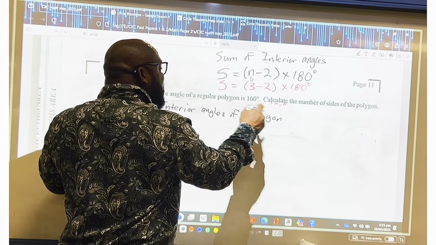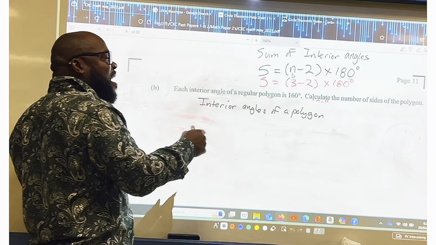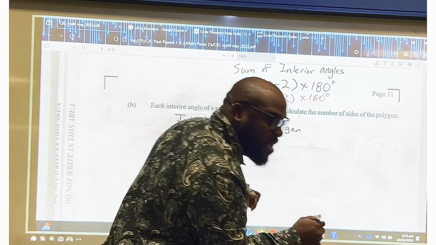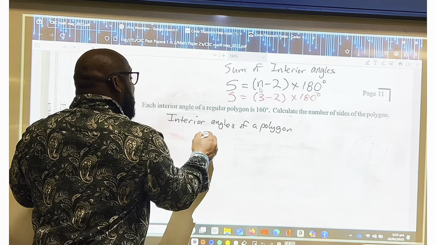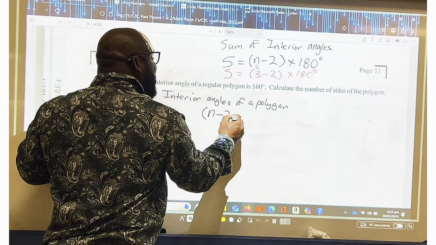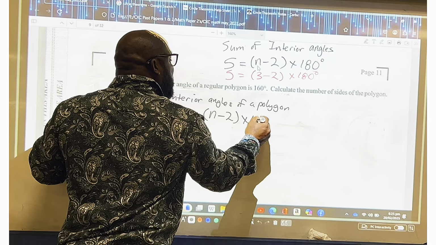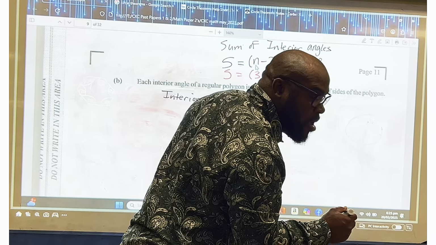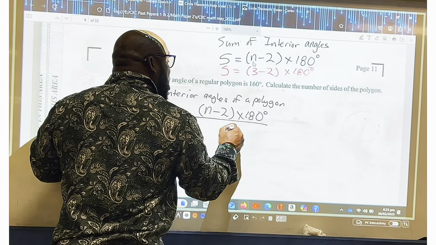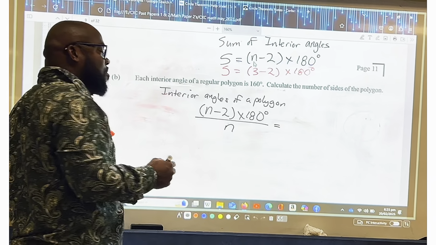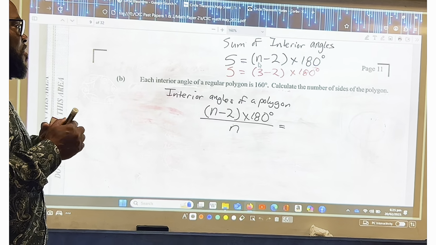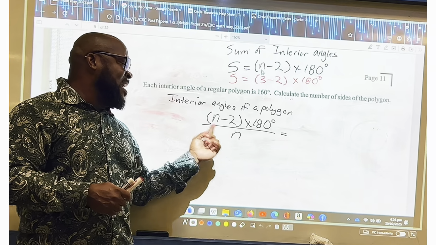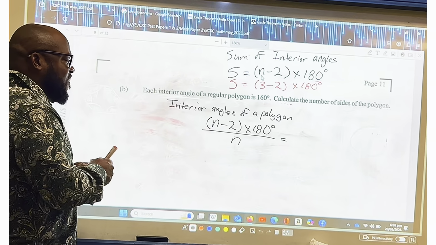Take another formula. You could take the sum and divide it by the number of sides, right? So basically it is this: n minus 2 times 180 degrees over how many sides? When you find the sum, you divide it by how many sides? The n represents the number of sides.